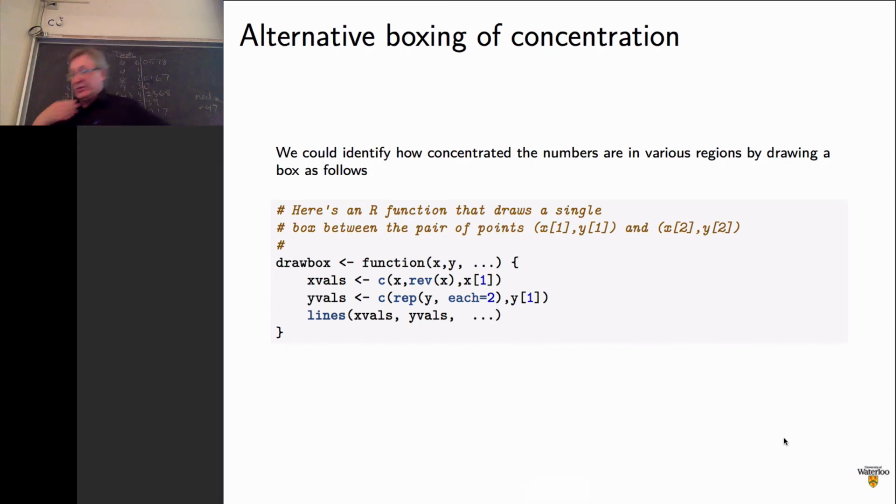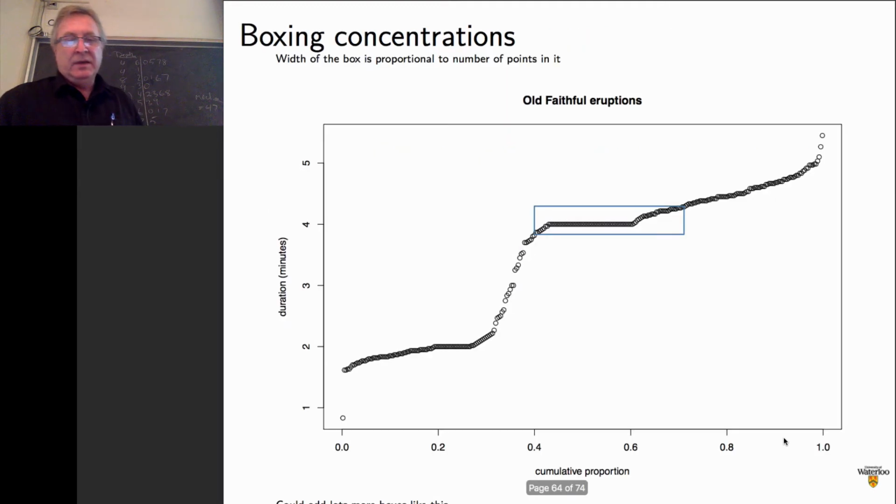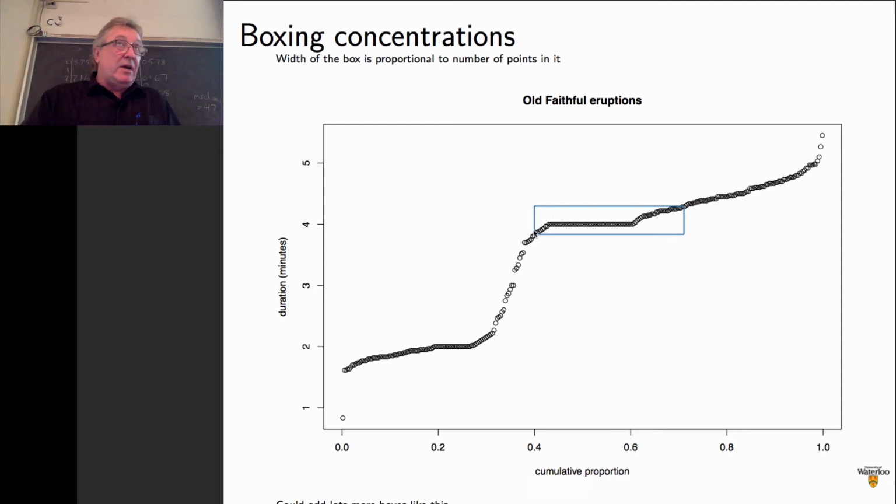Okay, here's another way. The box is defined as a concentration of the data. 50% of the data are within that box, or in the two pieces, there's 25% of the data in each. So I'm going to have a little function here in R that will draw boxes around values that I give it. And I'll look at Old Faithful again. What you should have realized by now is that the flat spots are where there's concentration.